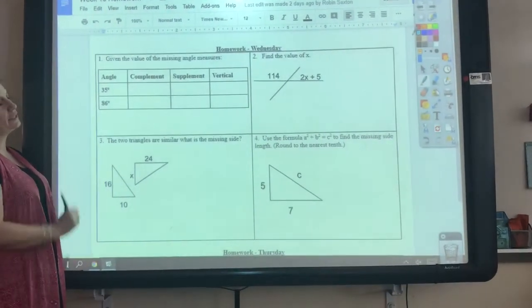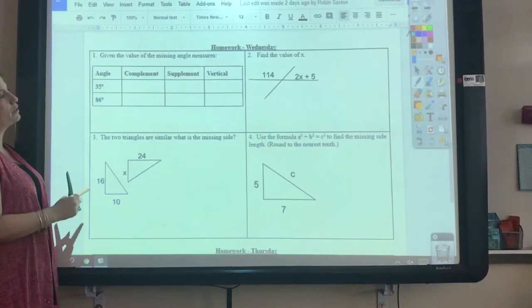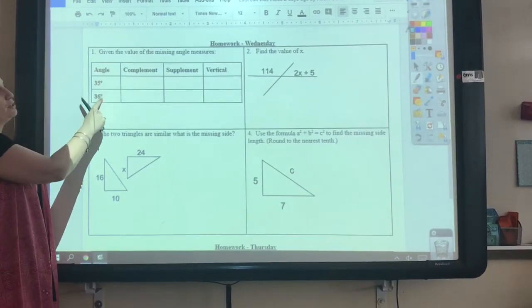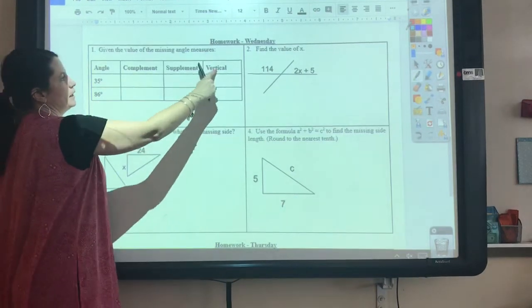So this is Wednesday's homework of week 16. So we're going to go ahead and look at problem number 1, where I have a chart that is showing me the value of two angles, and they need me to find the complement, supplement, and vertical.